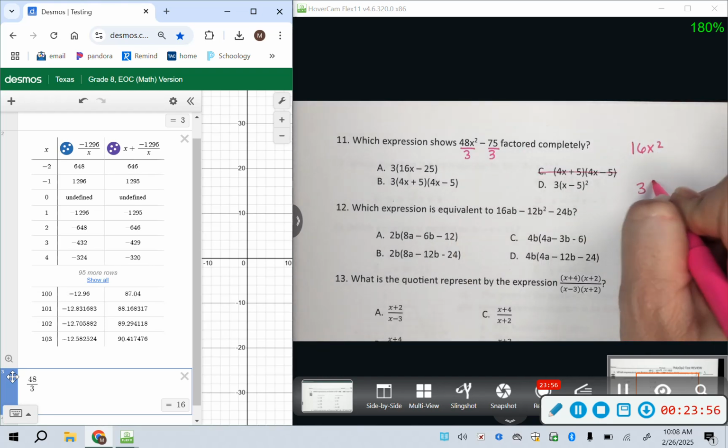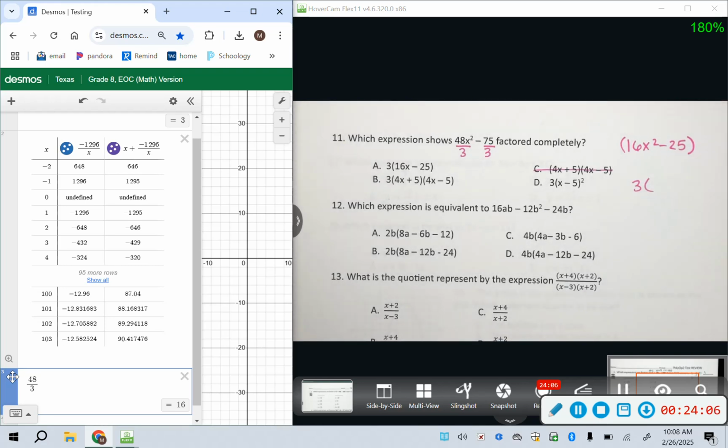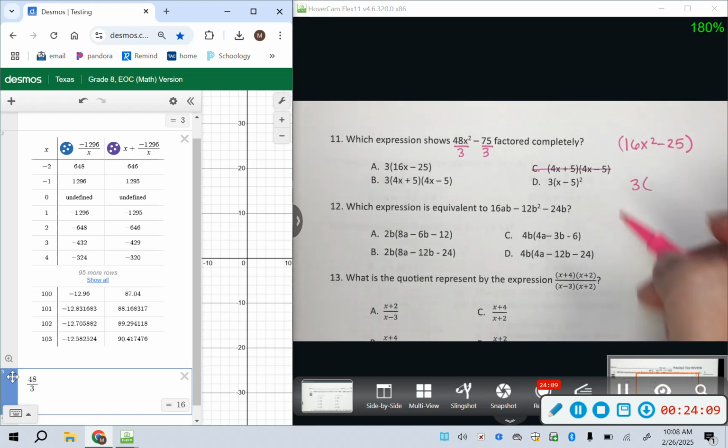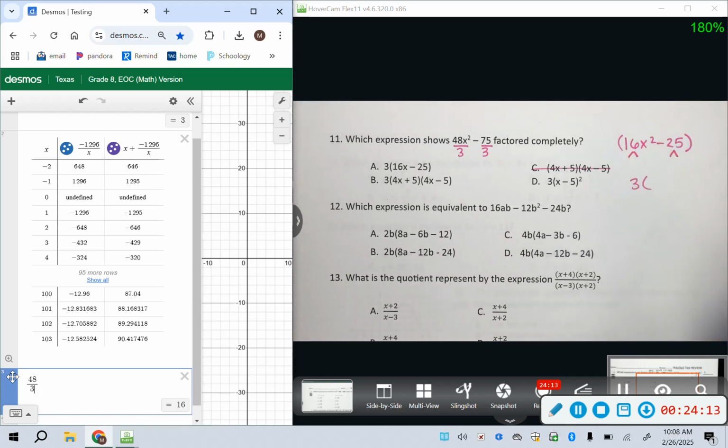Okay, and don't forget 3 is part of my answer. And then 75 divided by 3 is 25. Now, this is a perfect square minus a perfect square. Hopefully we notice that. So I'm going to see what multiplies to give me both of these numbers at the same. That's exactly the same.